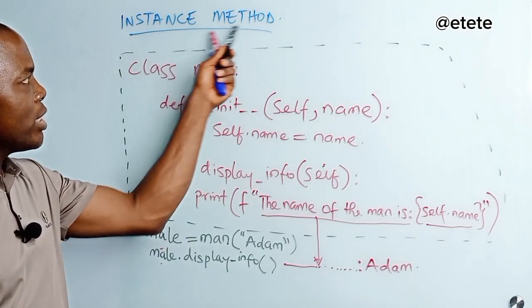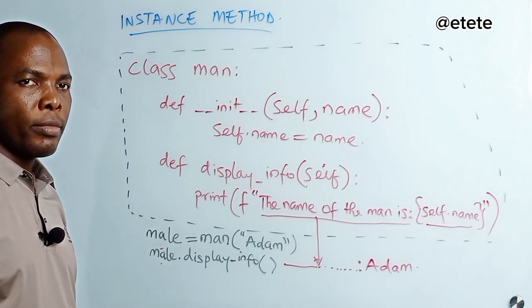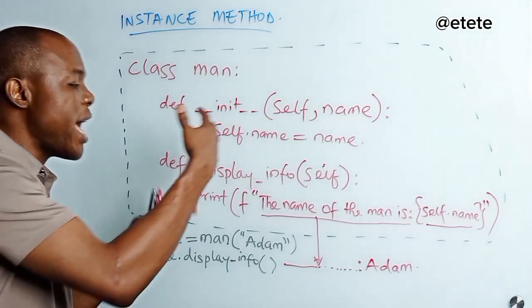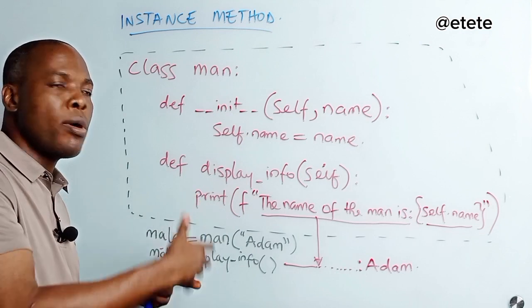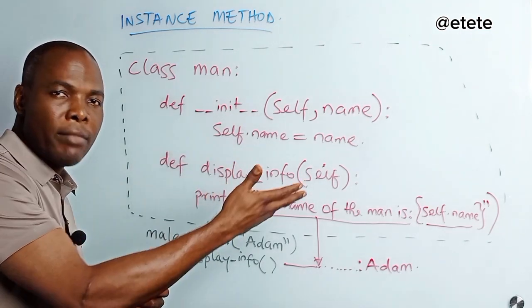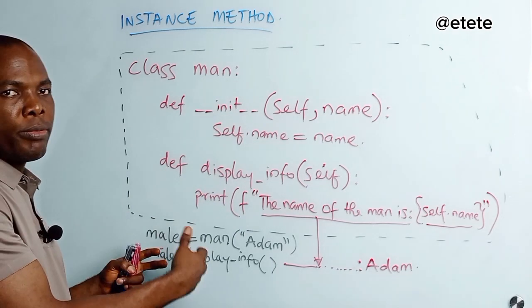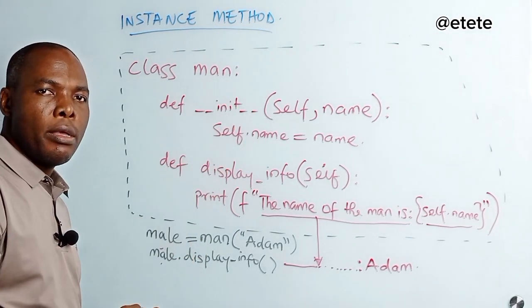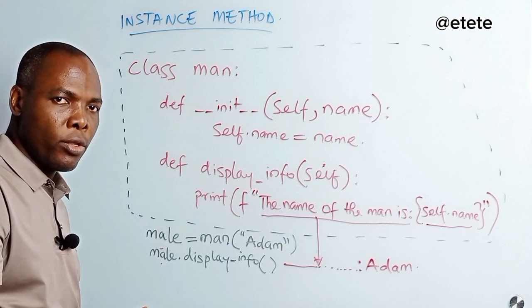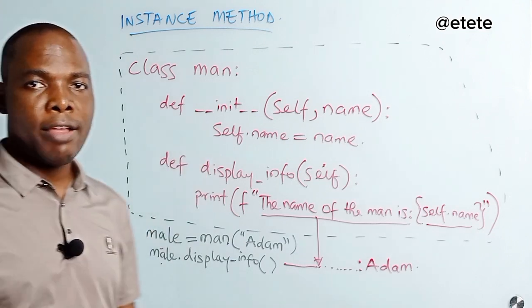So this is what? Instance method. As we go on, we'll just be adding more and more methods and attribute variables inside the class, and then you create an object that is going to implement those methods in the class. So that is what I have for you today.